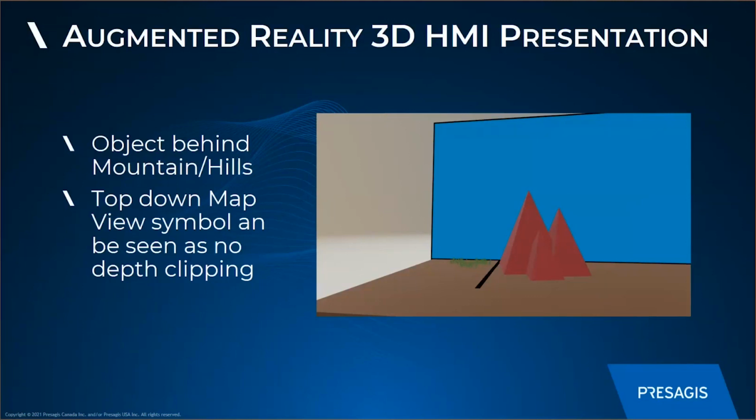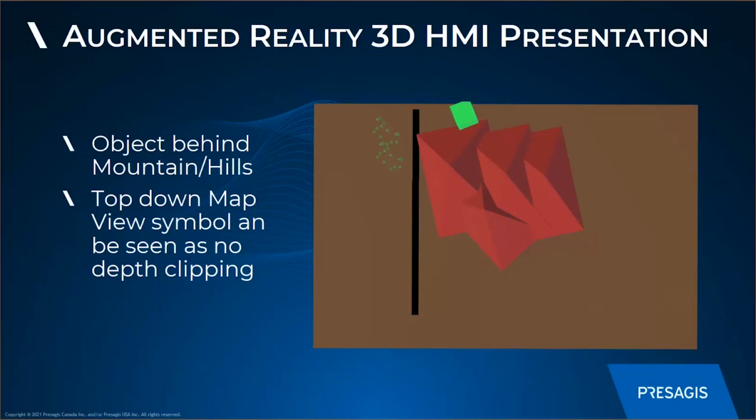So I've actually got a kind of 3D mock-up here of some terrain and some mountains again, but done as a 3D model. And if I look from a top-down view here, I've actually got a symbol and it's hidden behind the mountains. Because I've got no depth clipping, I see it. It's actually here and it's shown.